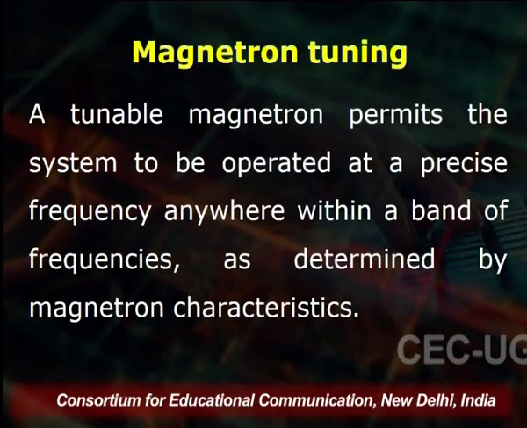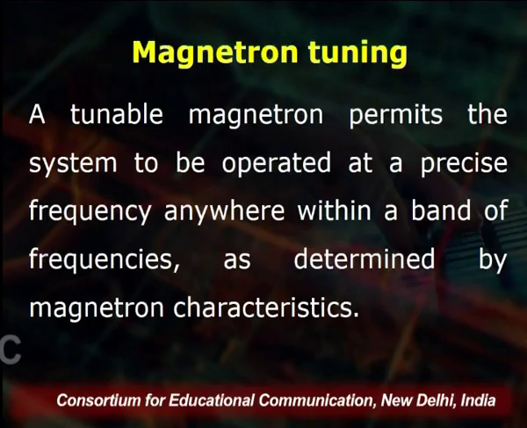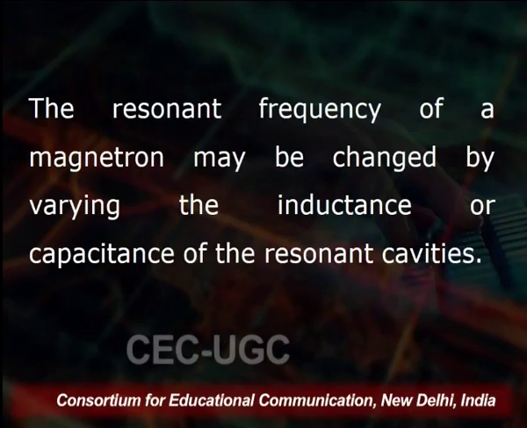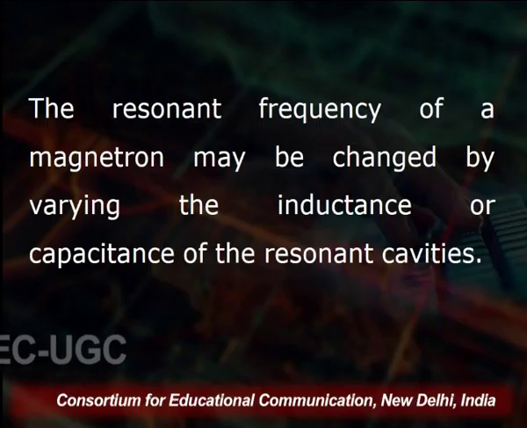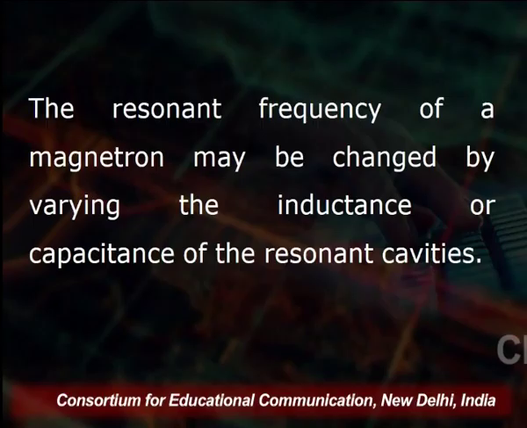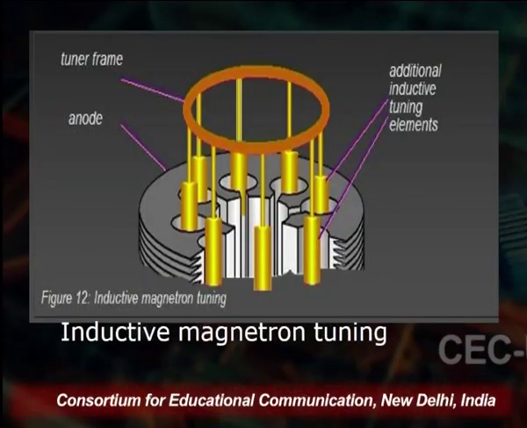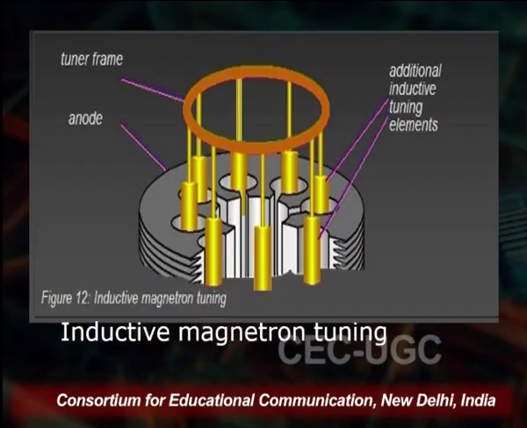Another topic is magnetron tuning. How will we tune the magnetron? A tunable magnetron permits the system to operate at a precise frequency anywhere within a band of frequencies as determined by the magnetron characteristics. The resonant frequency of the magnetron may be changed by varying the inductance or the capacitance of the resonant cavities. You can see this is the inductive magnetron tuning. We can increase or decrease it, and then automatically the frequency will change.